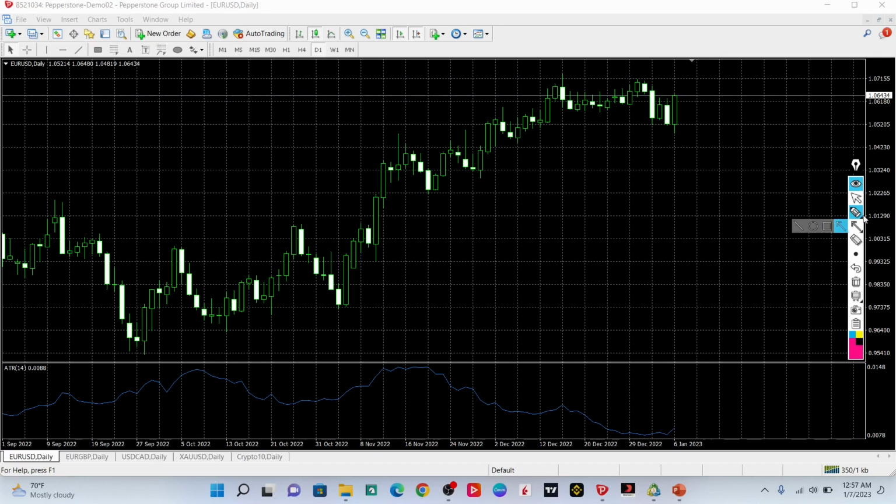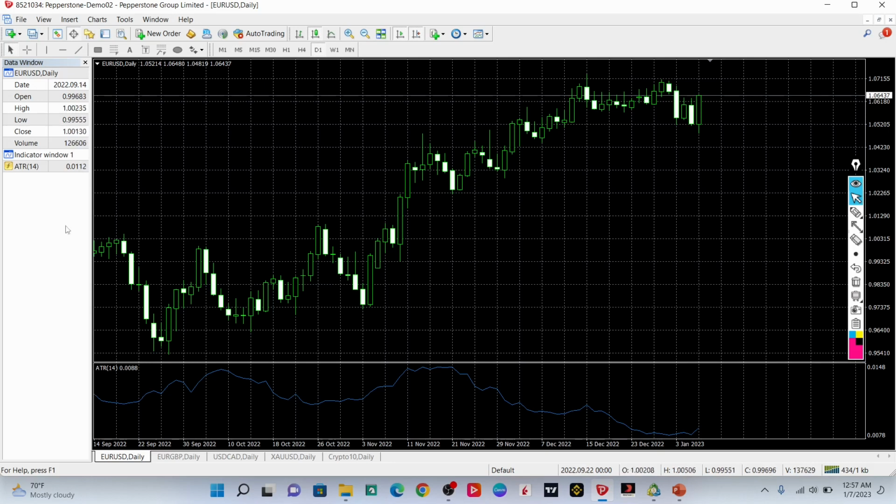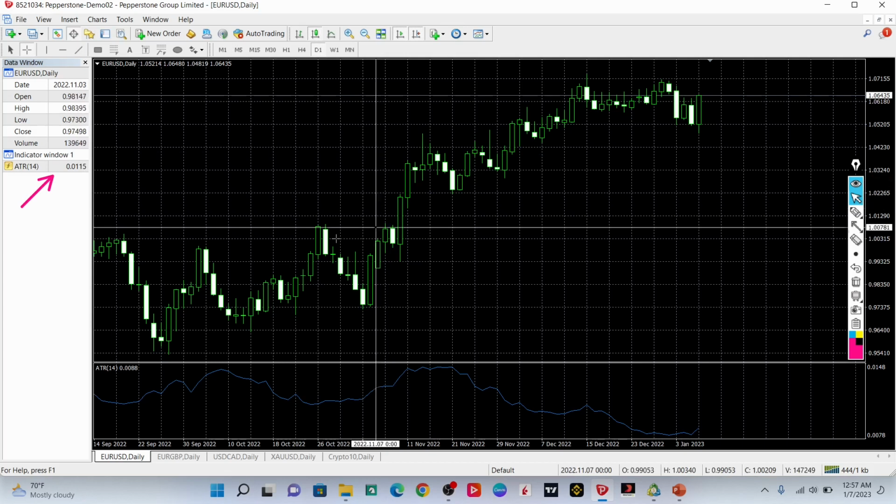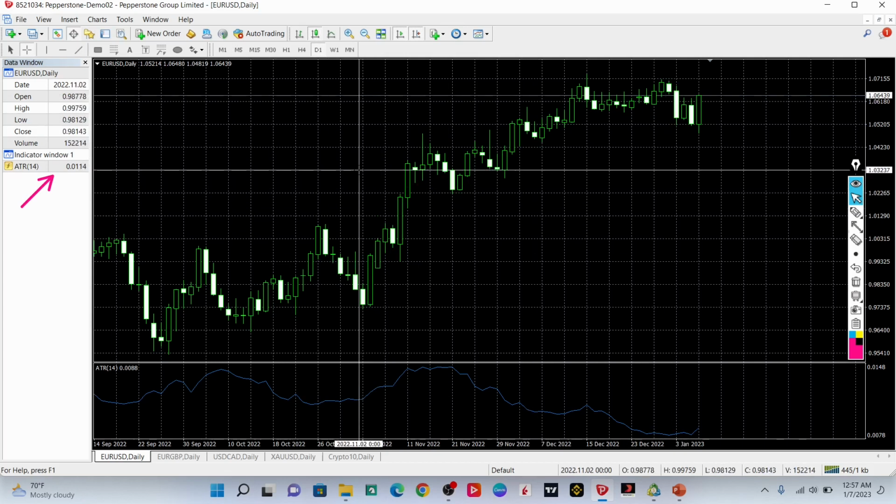So in case you want to see the ATR of the previous candles, what you simply do is press Control plus D to get the data window. Okay. That is Control plus D. And then you can see that every time we move the mouse or the cursor, these digits here also change, and the prices also change.